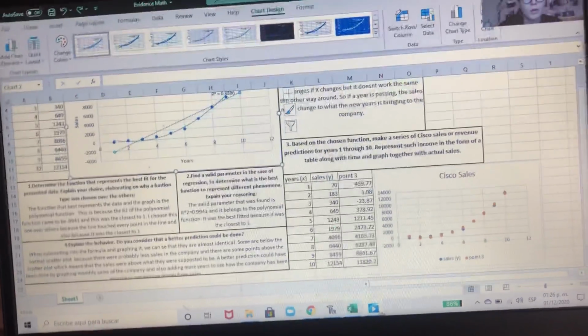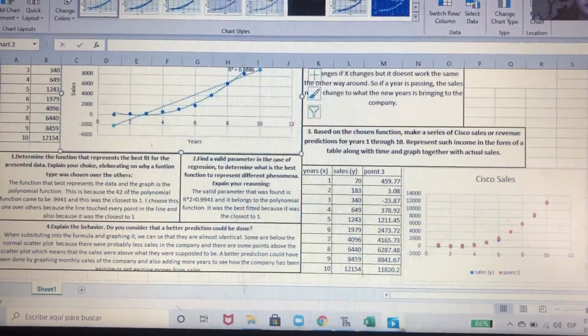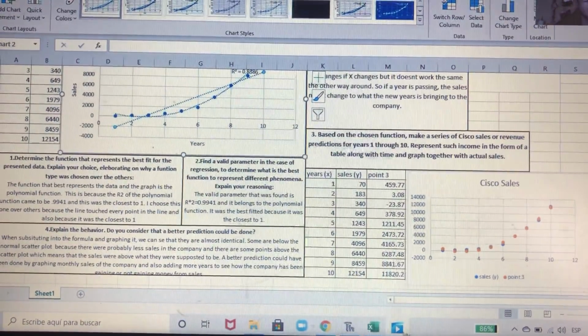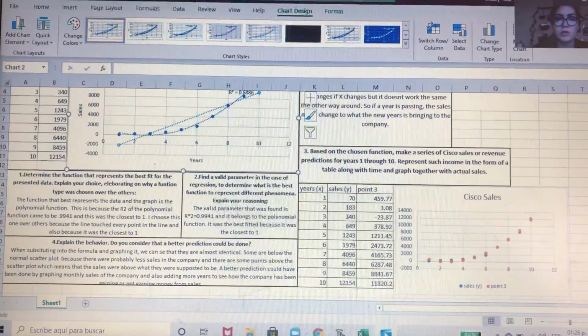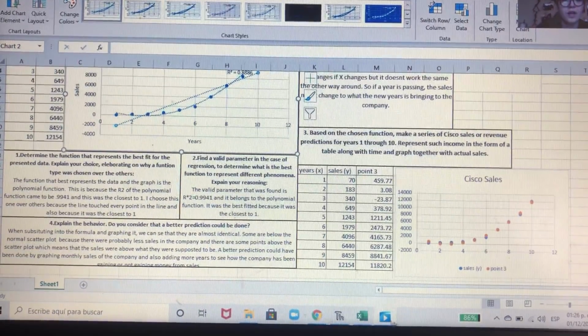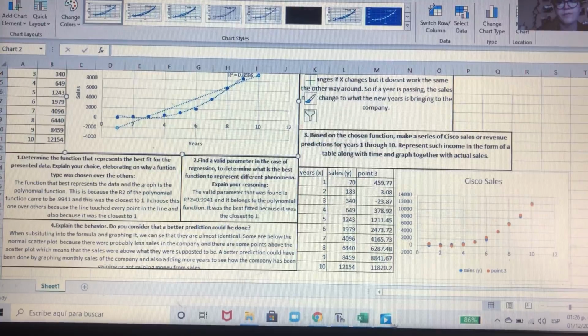For point number 2, I was supposed to specify my valid parameter in the case of regression, and my valid parameter was found in R2, which was 0.9941, and it belongs to the polynomial function. And it was the best fitted because it was the closest to 1, as I just said before.